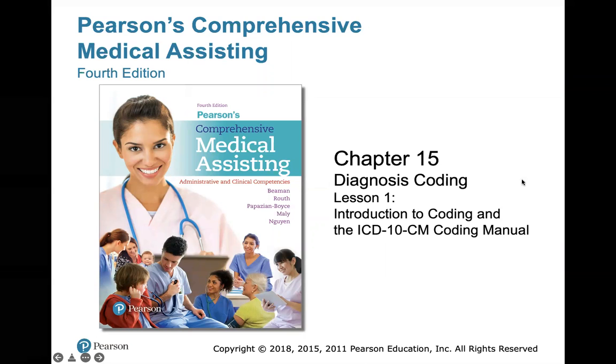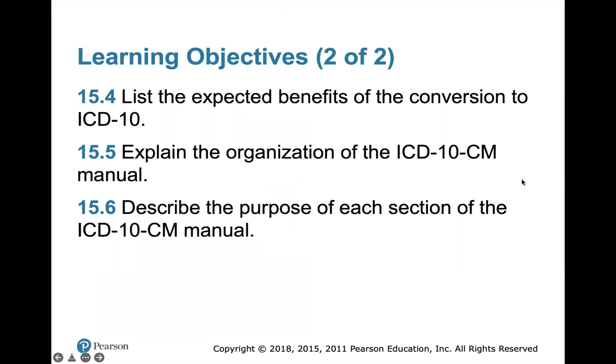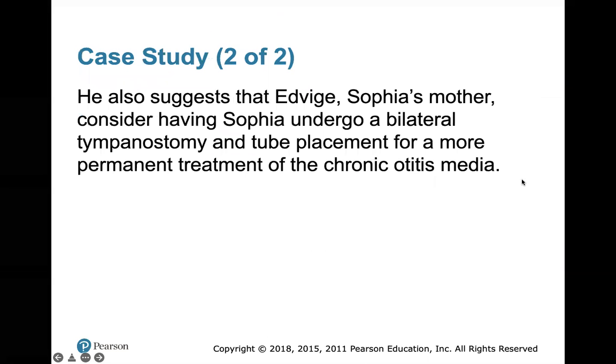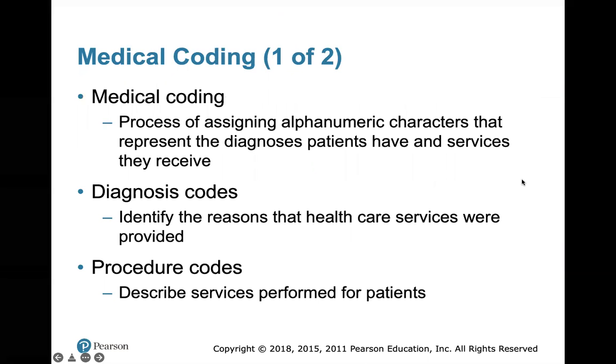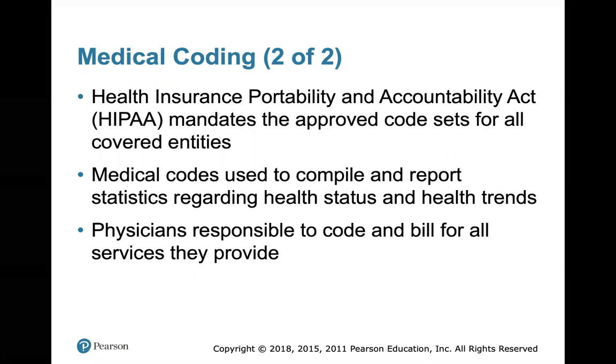Okay, so chapter 15, diagnosis coding. Medical coding is the process of assigning alphanumeric characters that represent the diagnoses patients have and services they receive. The diagnosis codes identify the reasons that healthcare services were provided. Procedure codes describe the services performed for patients.